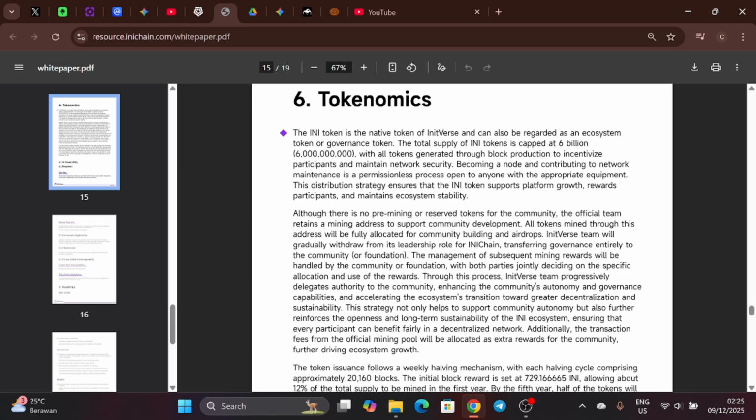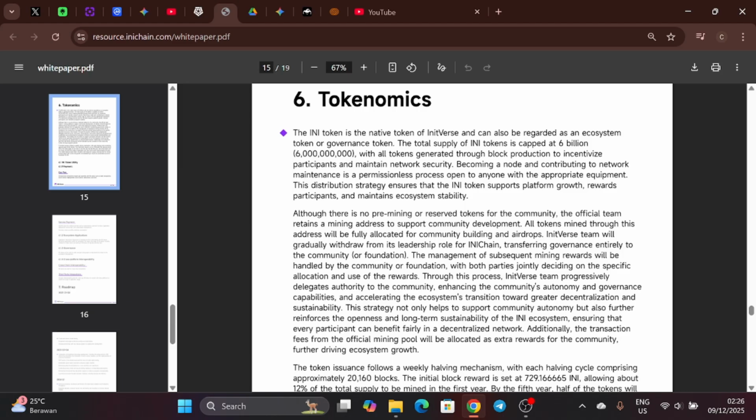The InitVerse team will gradually withdraw from its leadership role for INICHAIN, transferring governance entirely to the community or foundation. The management of subsequent mining rewards will be handled by the community or foundation, with both parties jointly deciding on the specific allocation and use of the rewards.